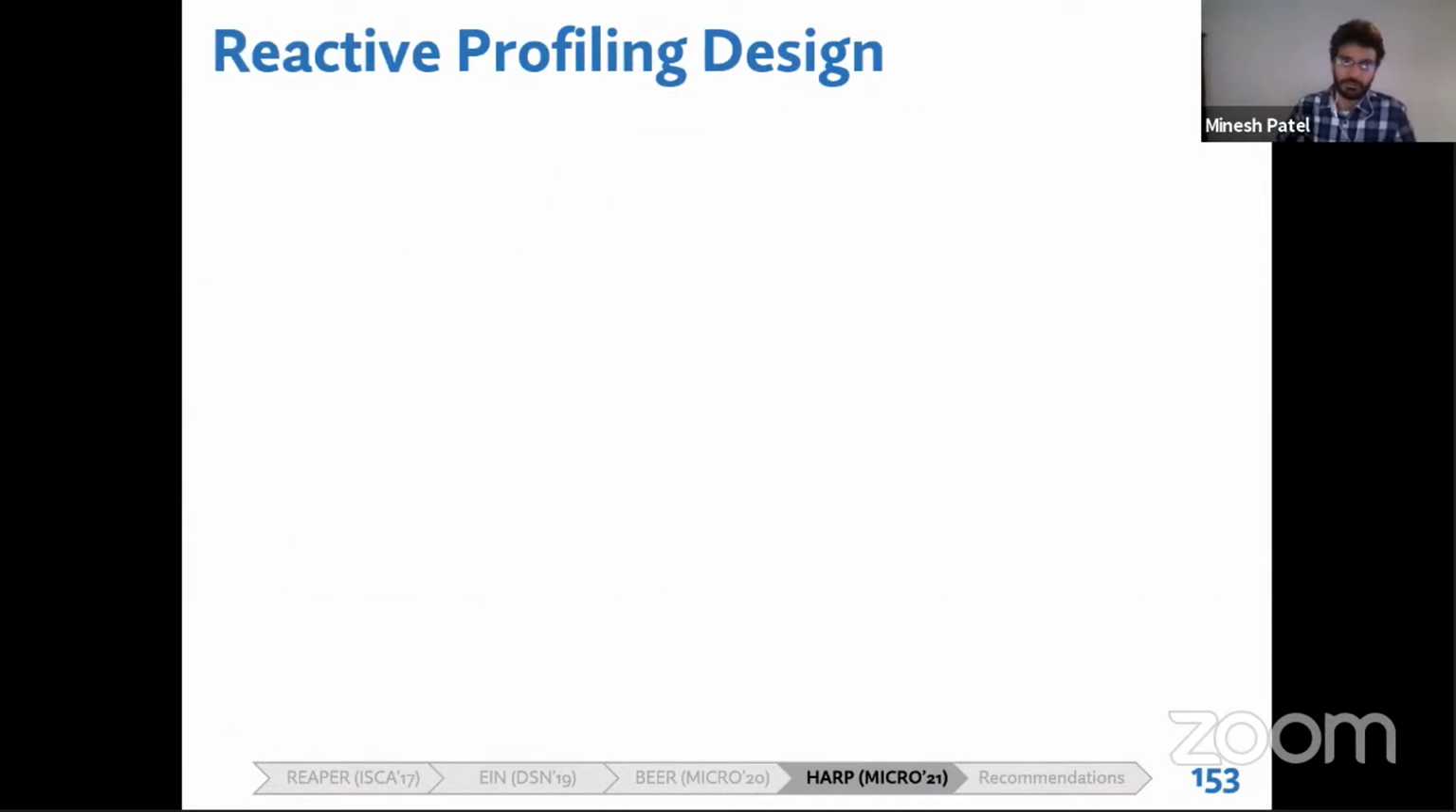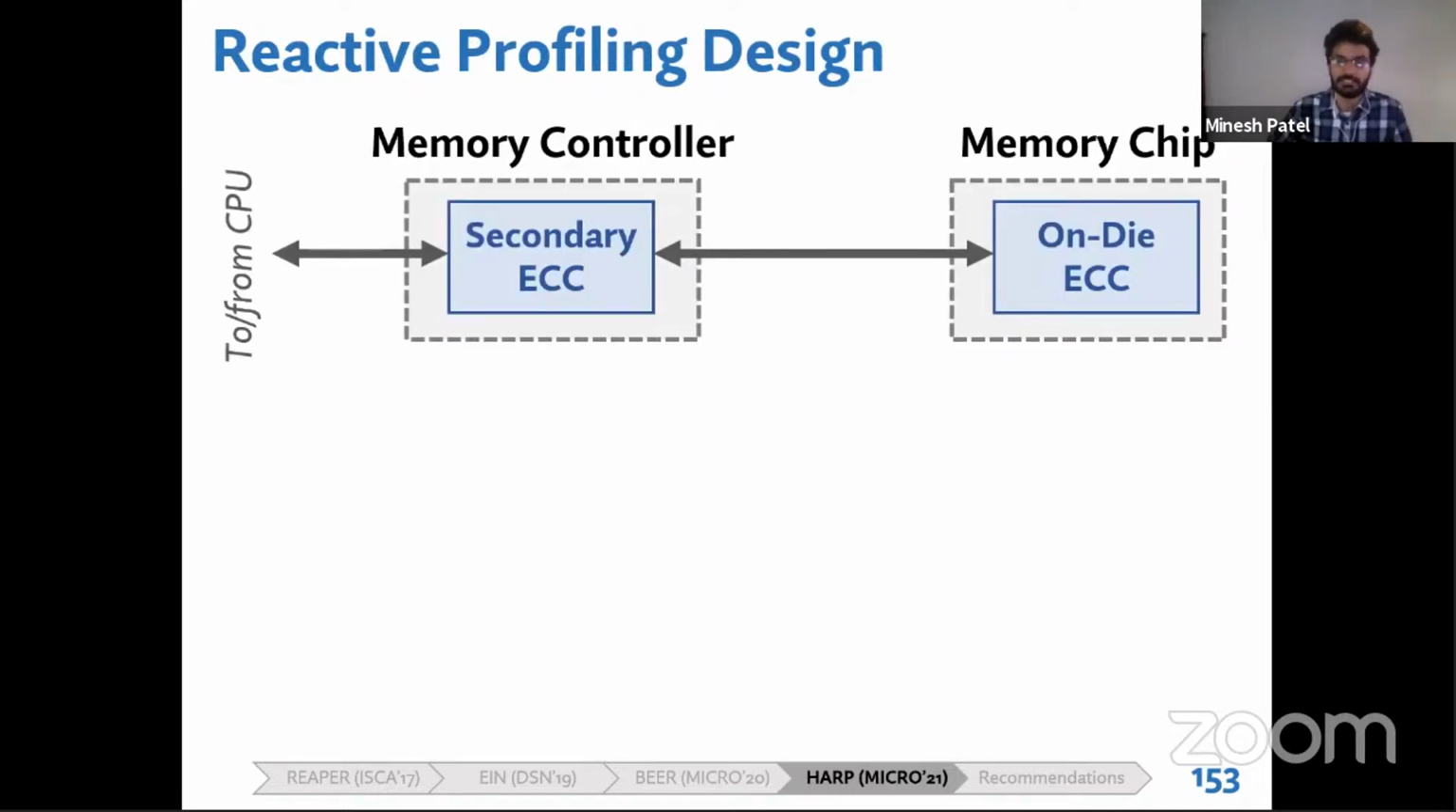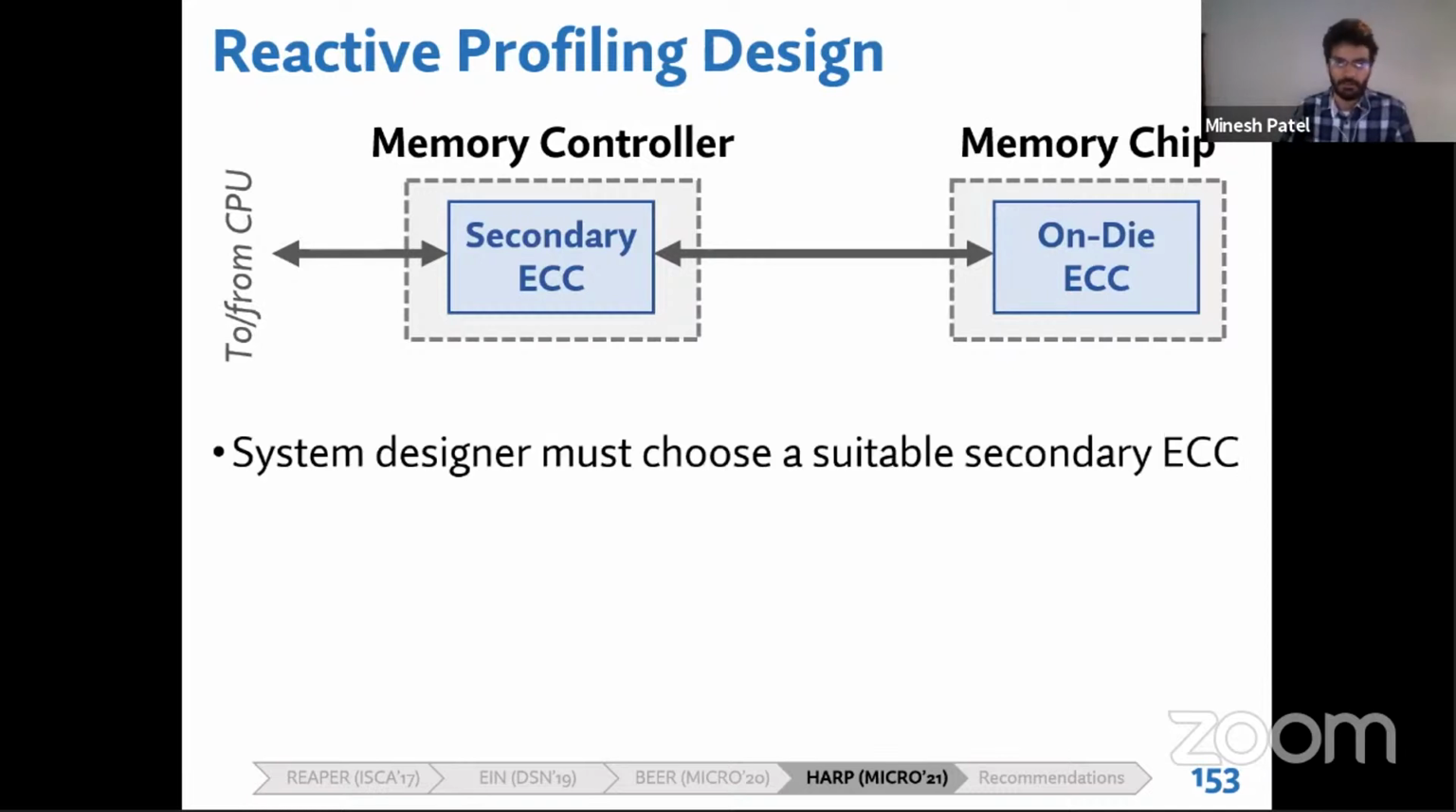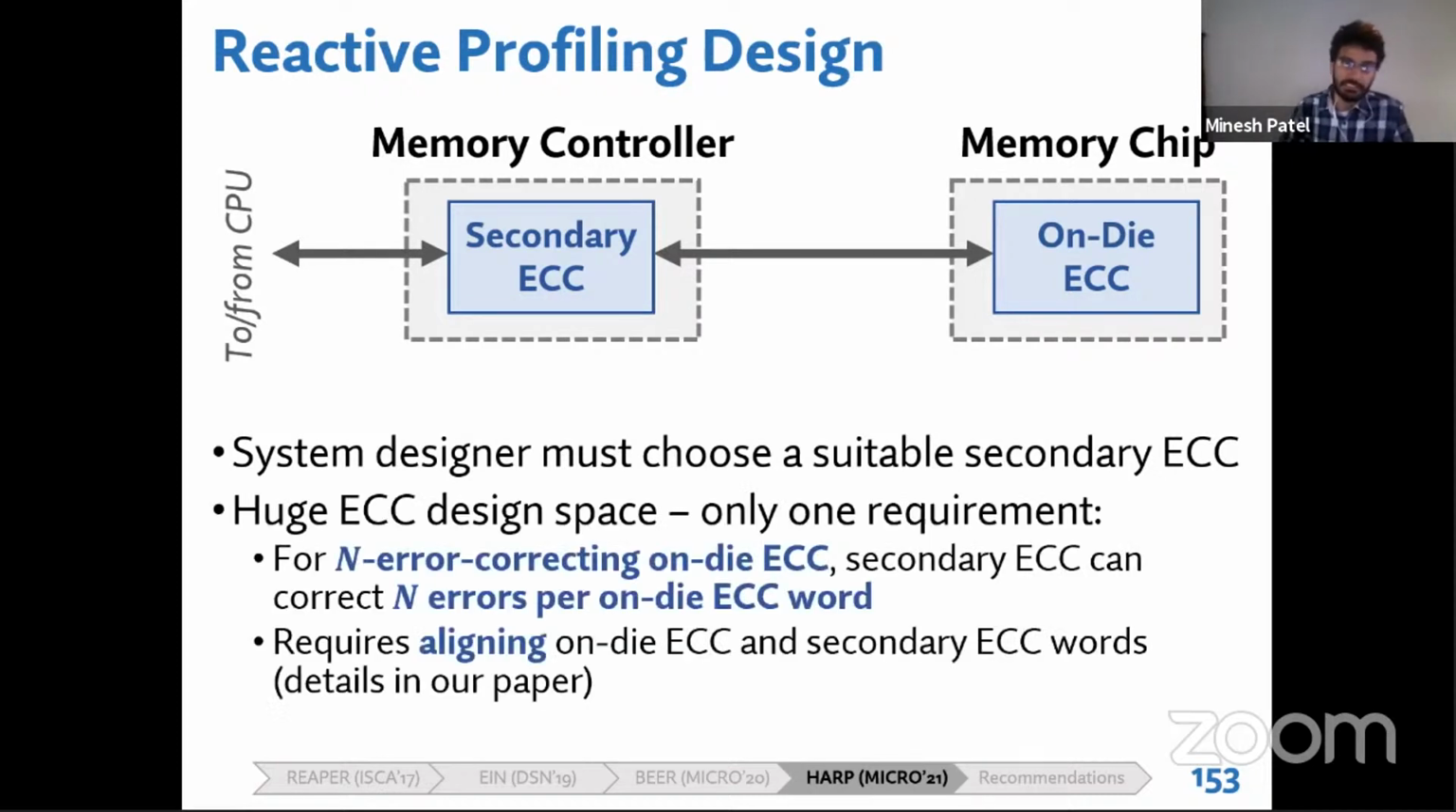So now let's talk about the reactive profiler design. The reactive profiler simply consists of secondary ECC in the memory controller with sufficient correction capability. For implementing the secondary ECC, the system designer must choose a suitable secondary ECC mechanism that's appropriate for their particular system. Now, the ECC design space in general is huge, and HARP requires only one thing: that for an n-error-correcting on-die ECC, the secondary ECC must be able to correct n errors per on-die ECC word.